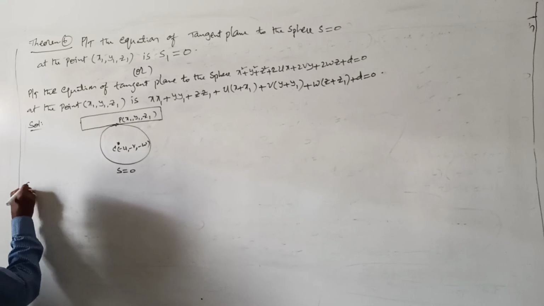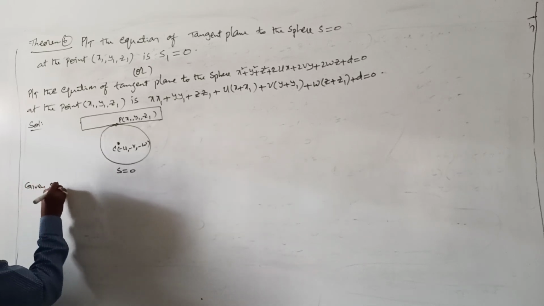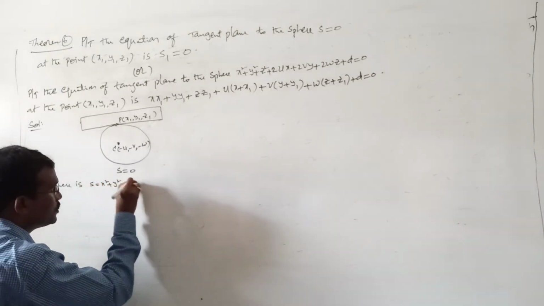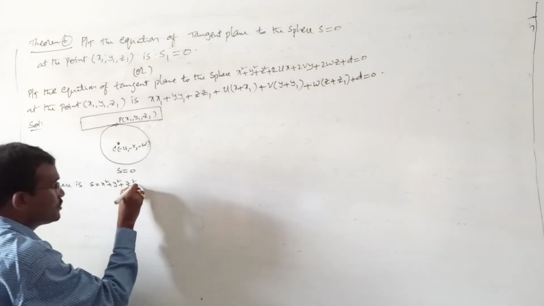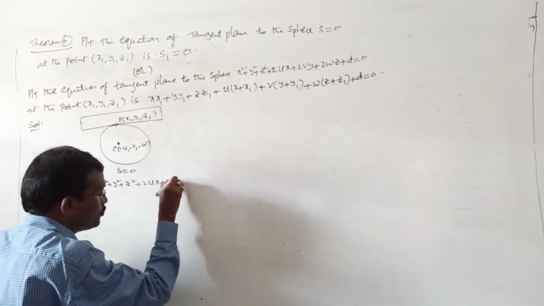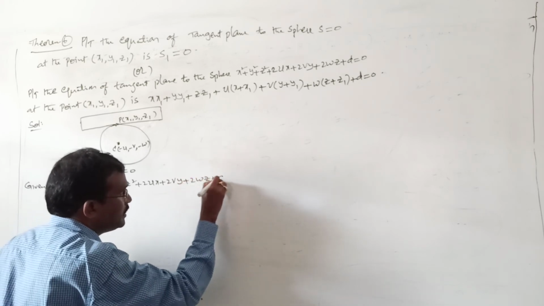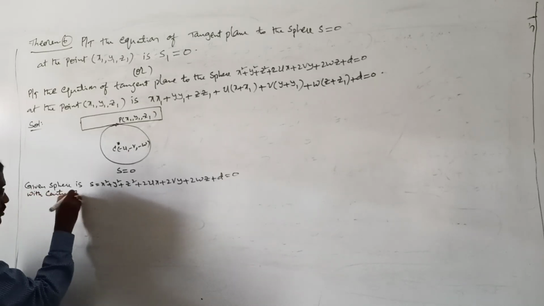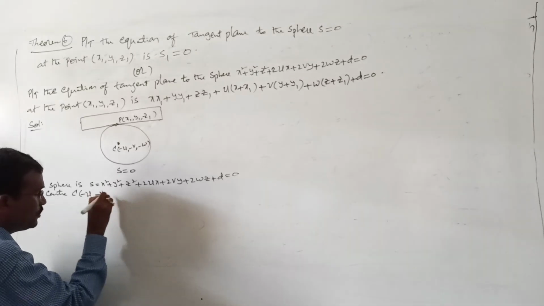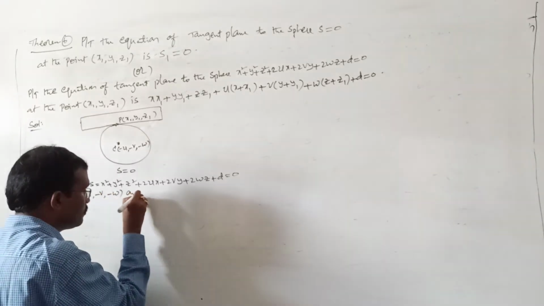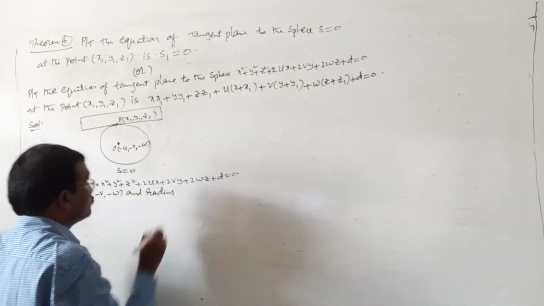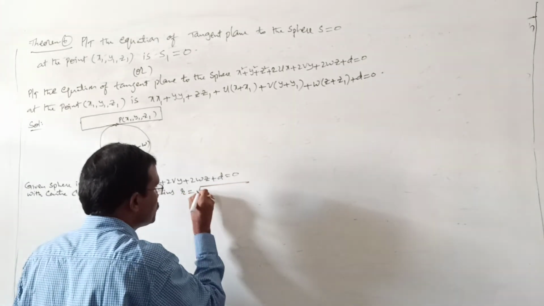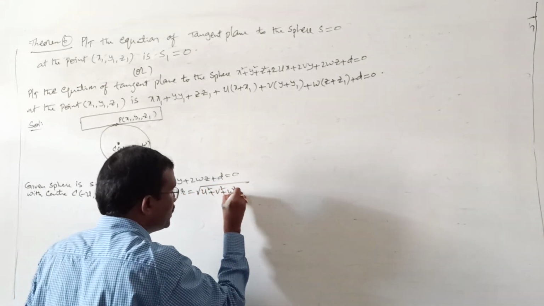Given sphere is S equal to x square plus y square plus z square plus 2ux plus 2vy plus 2wz plus d equal to 0, with center minus u, minus v, minus w, and radius r is equal to, actually this is not required, I am just writing square root of u square plus v square plus w square minus d, right?